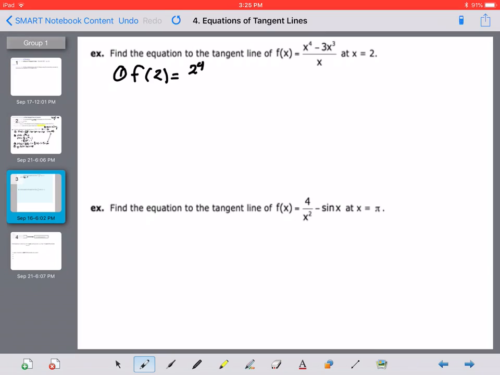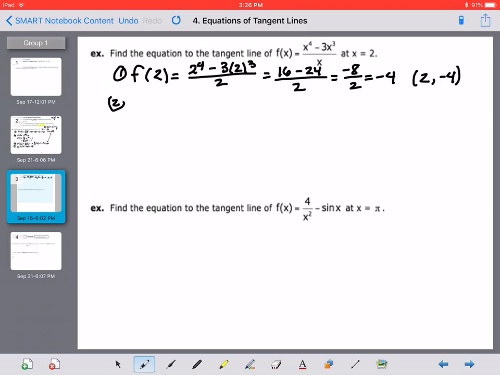So 2 raised to the 4th minus 3 times 2 cubed, over 2. So 2 to the 4th gives us 16 minus 2 to the 3rd gives us 8. 8 times 3 gives us 24, over 2. That gives us negative 8 over 2, which gives us negative 4. So the point I'm dealing with is 2, negative 4. So that's my first step.